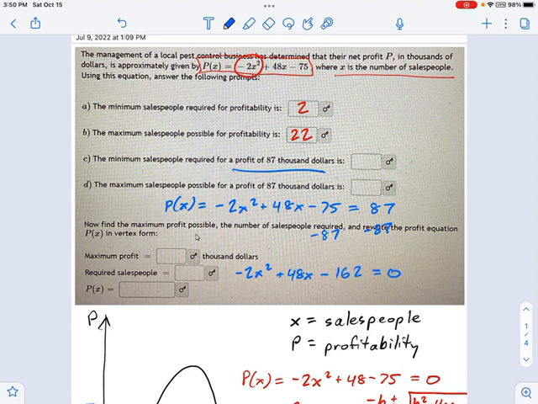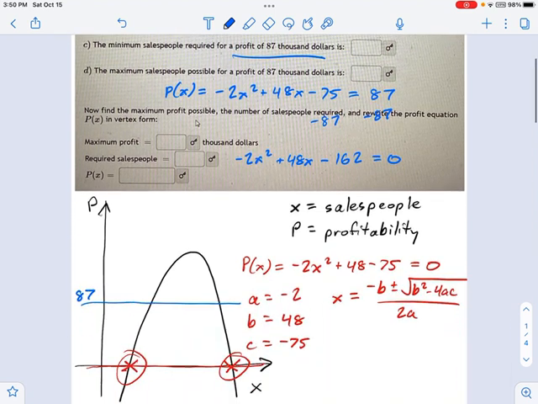Minus 162 equals 0. Now, when you solve that, again, using the quadratic formula, you're going to get 2 points, this value and this value for x. And those are the minimum and maximum number of employees.